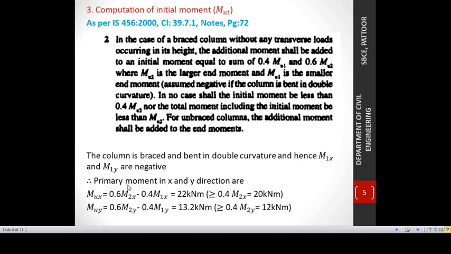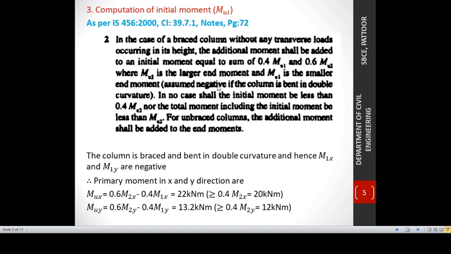So next is computation of the initial moment. Since it is a braced column, we need to consider a clause given in IS 456. As per IS 456 2000, clause 39.7.1, page number 72, this is the particular clause. According to this clause, for our primary moment in x and y direction, the column is bent in double curvature, hence M1x and M1y are negative.